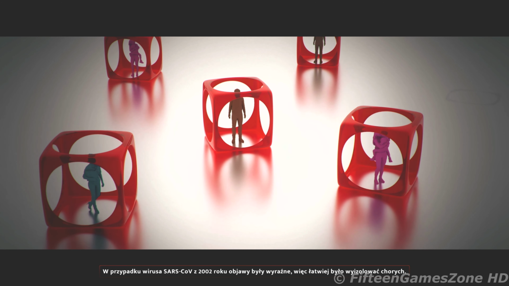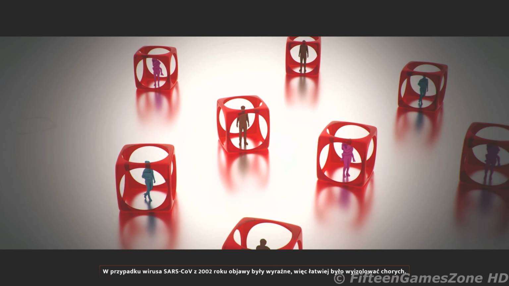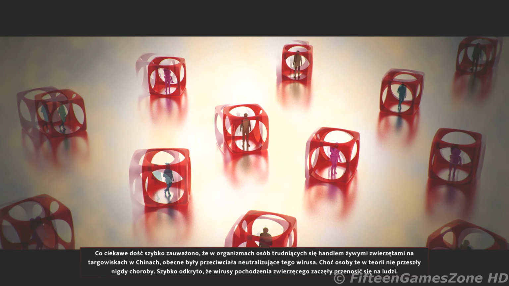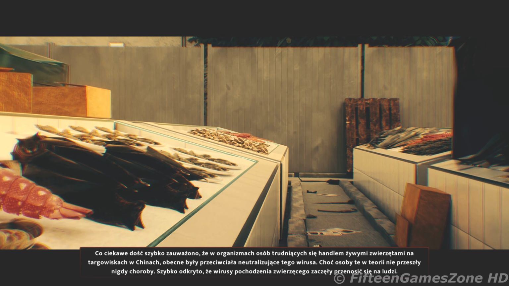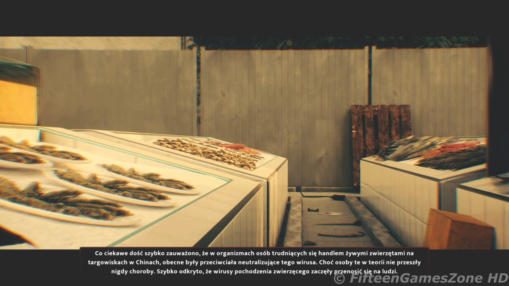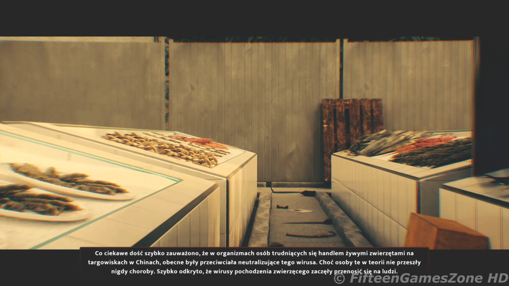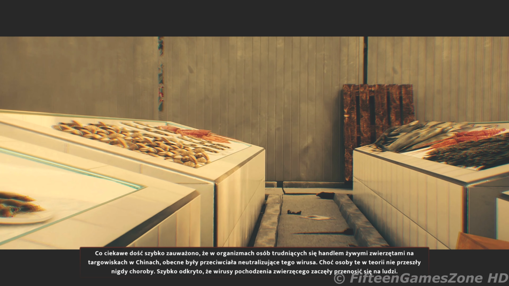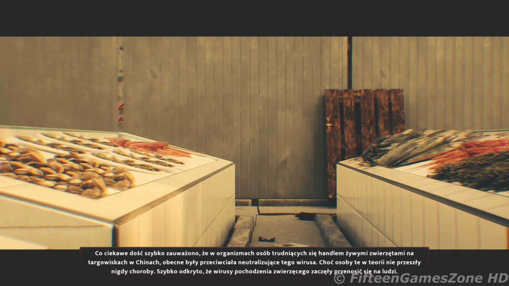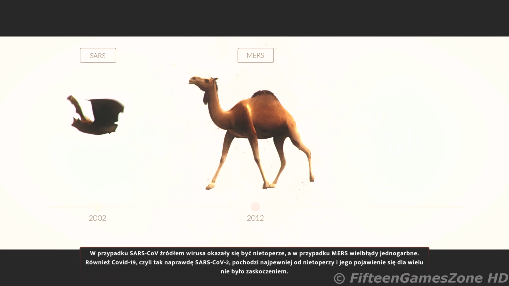In the case of the SARS-CoV virus from 2002, the symptoms were quite clear, so it was easier to isolate the patients. Interestingly, it was quickly discovered that in the bodies of people engaged in the trade of live animals at marketplaces in China, antibodies neutralizing this virus were present, although these people never, in theory, contracted the disease. It was certain, though, that animal-derived viruses began to spread to humans. In the case of SARS-CoV, the source of the virus turned out to be bats. And in the case of MERS, one-humped camels.